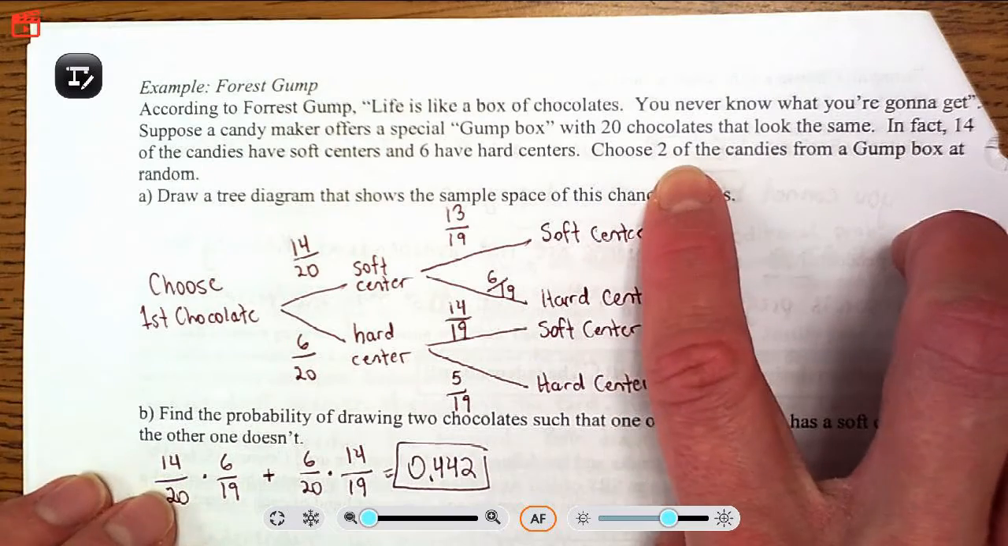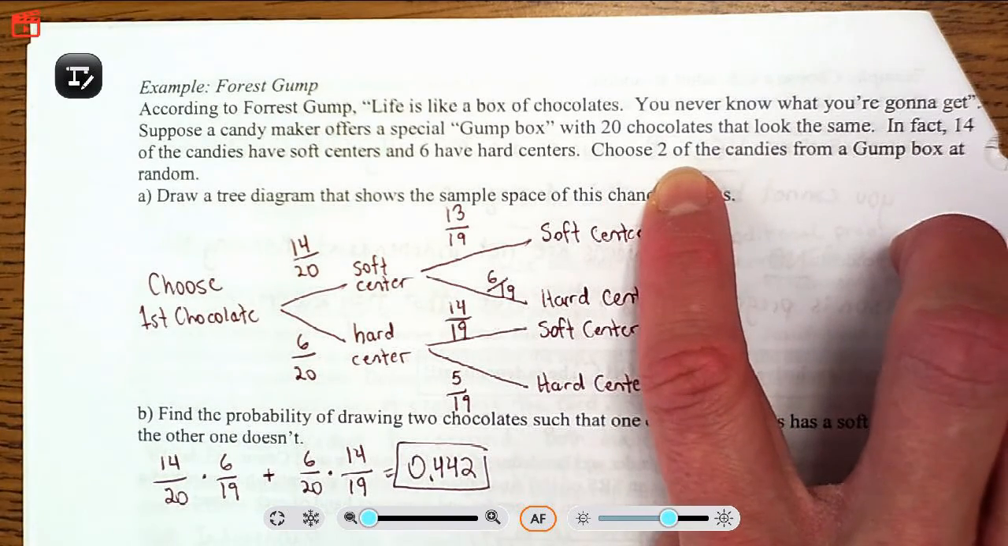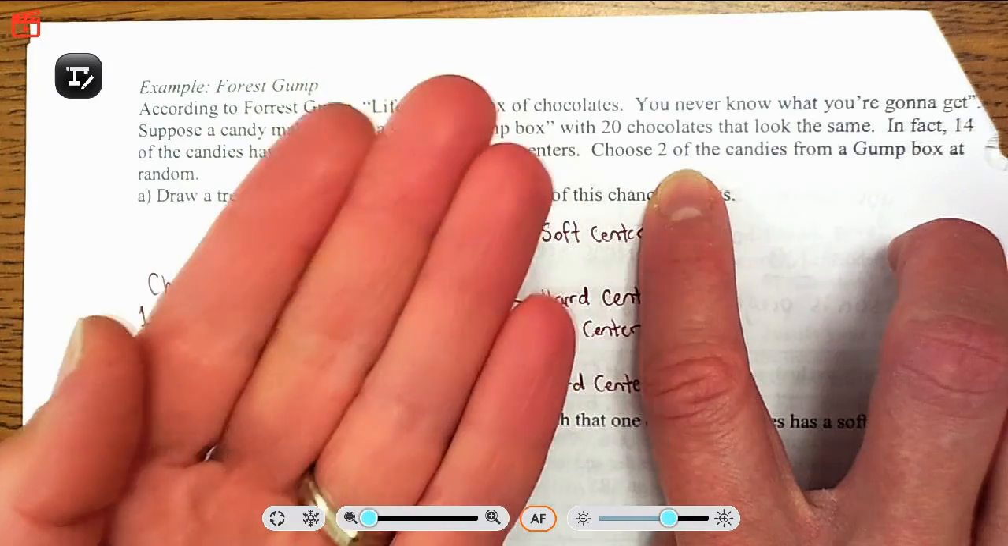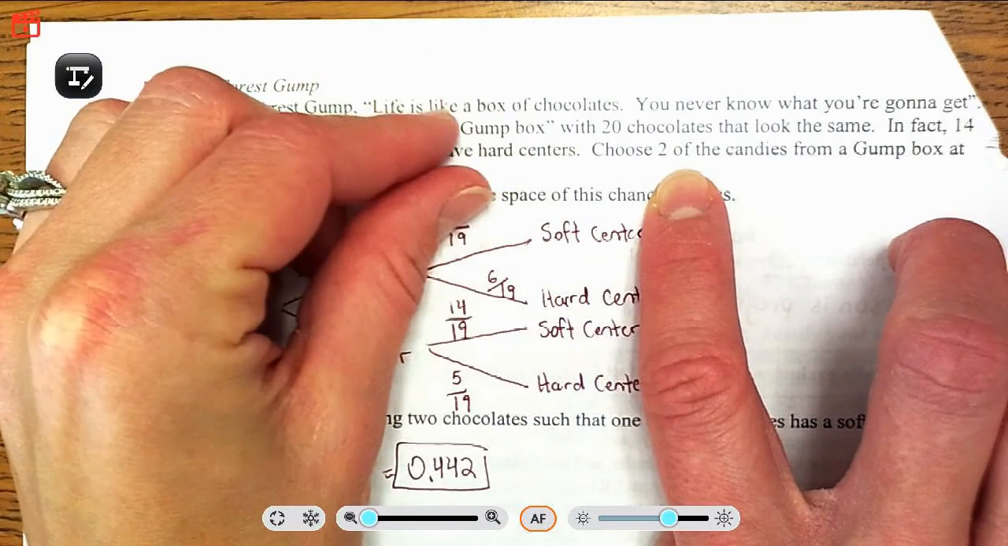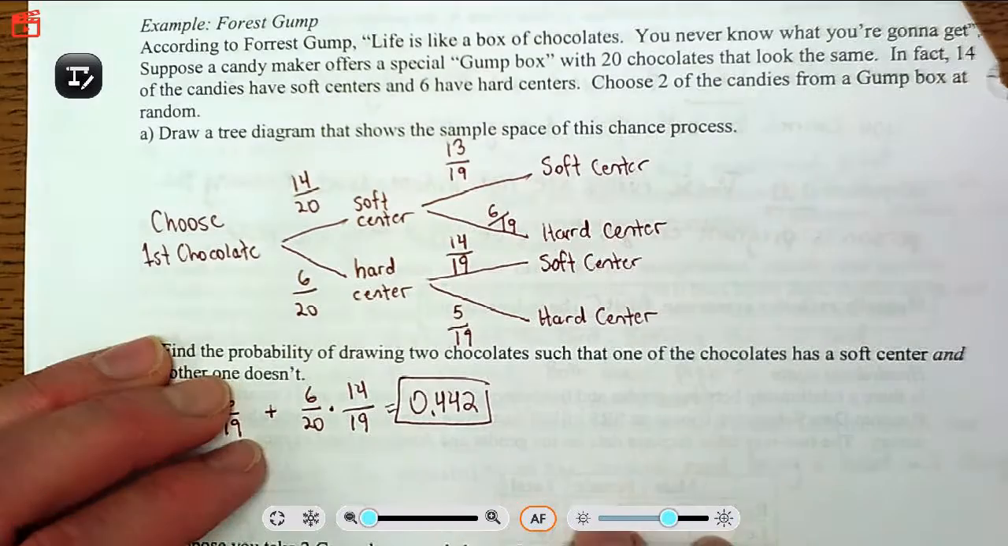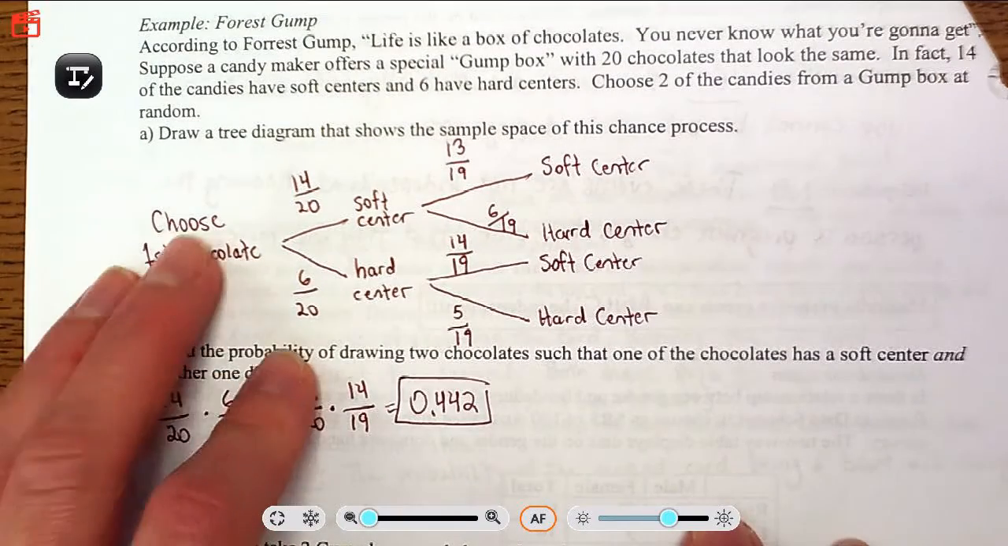The implication here, even though it doesn't say with or without replacement, is that you're eating the first candy, then taking the next candy out of the box, and then eating the next candy. So we think we're drawing without replacement when we're taking candies from a box of candy.